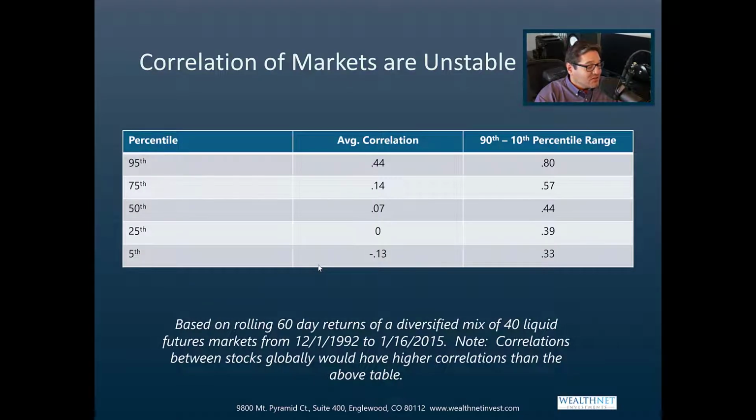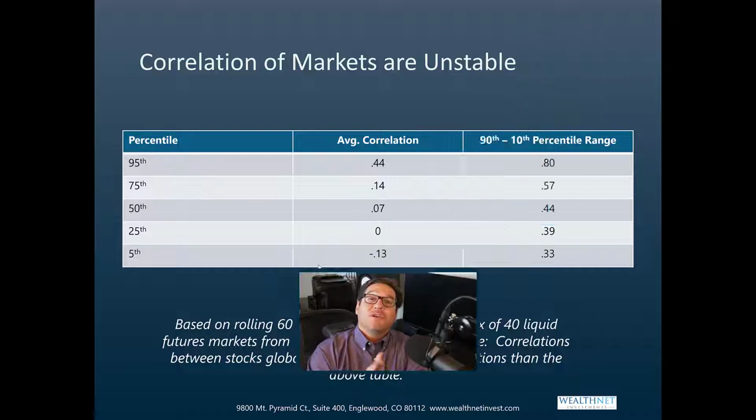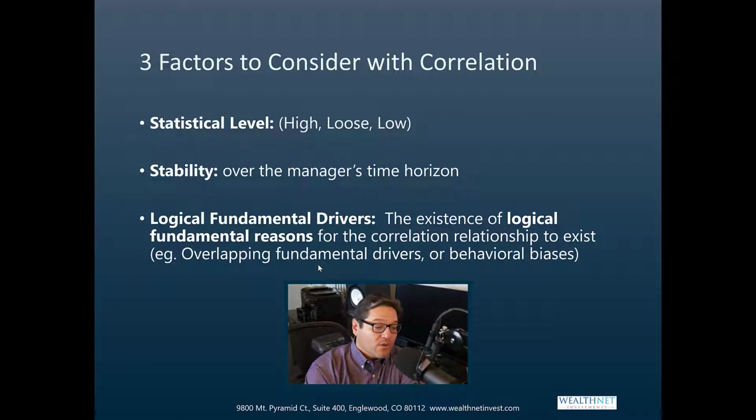Okay, I'll just show some statistics here. It shows the percentiles. This is 60-day rolling correlations of 40 liquid futures markets, the same futures markets I showed before, and you can see that the average correlation is way different than the 90th percentile. Sometimes it's twice as high, right? So what do we do when correlation moves higher? There are really three things that we look at when we're looking at the co-movement of assets.